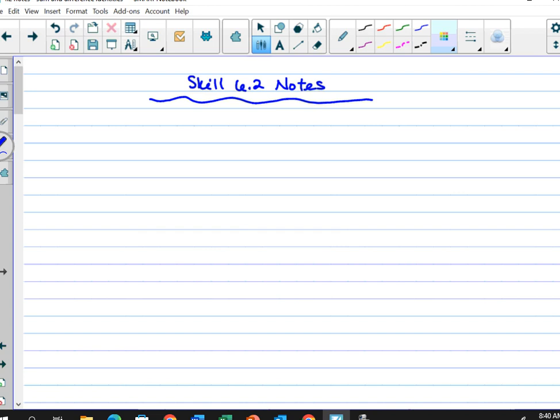All right, guys, on to 6.2. It's sum and difference identities. That's what we're doing today. There are 4 types of identities: sum and difference, double angle, half angle. Sum and difference are the most used, I'd say, out of those. Well, Pythagorean identities are most used, then sum and difference, and then double angle.